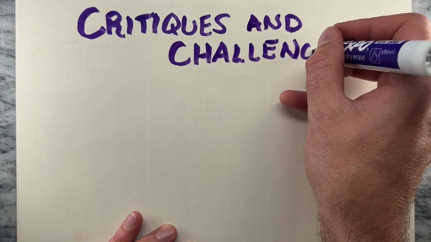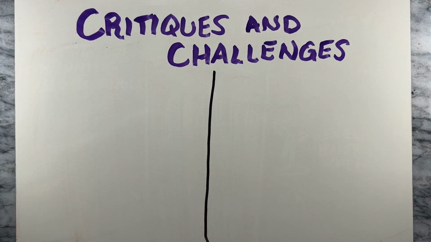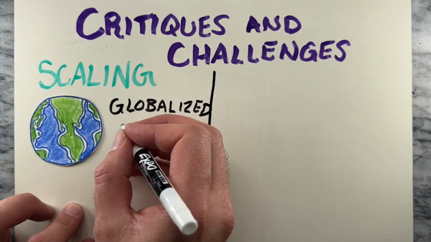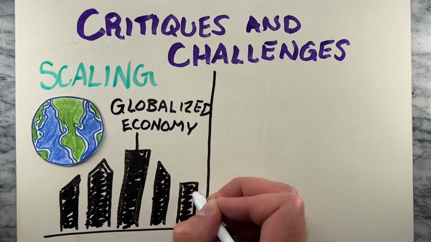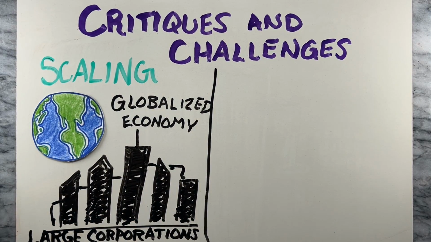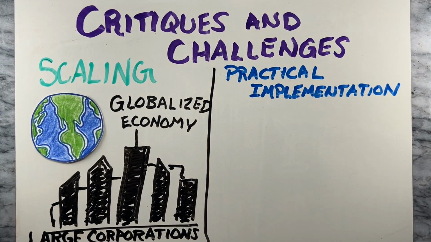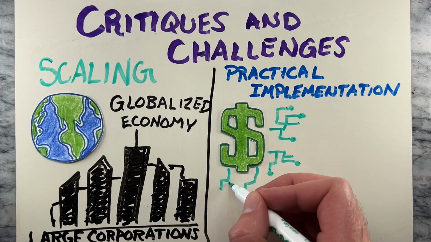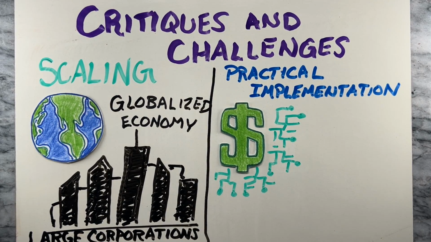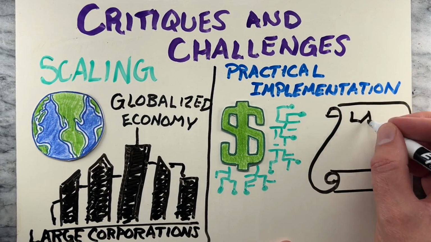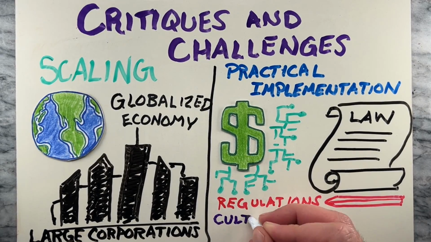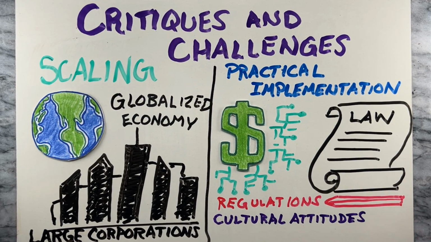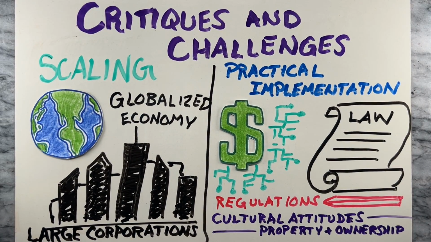Lastly, let's take a very brief look at a couple critiques and challenges of distributism. One critique of distributism is the challenge of scaling its principles in a globalized economy where large corporations dominate many sectors. Another challenge is the practical implementation of distributist policies in existing economic systems. Transitioning to a distributist economy would require significant changes in laws, regulations, and cultural attitudes towards property and ownership.